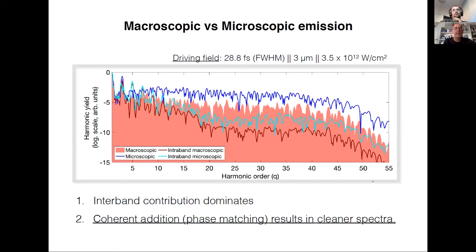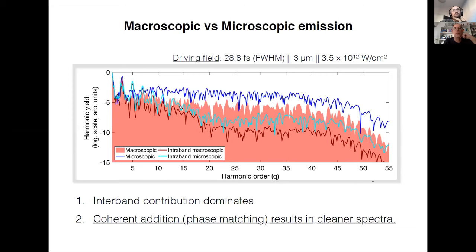You said that coherent addition results in cleaner spectra, yeah. But actually there are still a lot of non-integer harmonic features. So some people say that you need some damping mechanism to make it clean. Would you agree, or what is the reason? We have noticed in our simulation that there are many trajectories that prevent cleaning the spectrum further. The comparison with the microscopic is obvious: the macroscopic cleans the spectrum a lot, since they just take into account the phase matching. So maybe there are more trajectories, because we also have to take into account the intraband contribution.